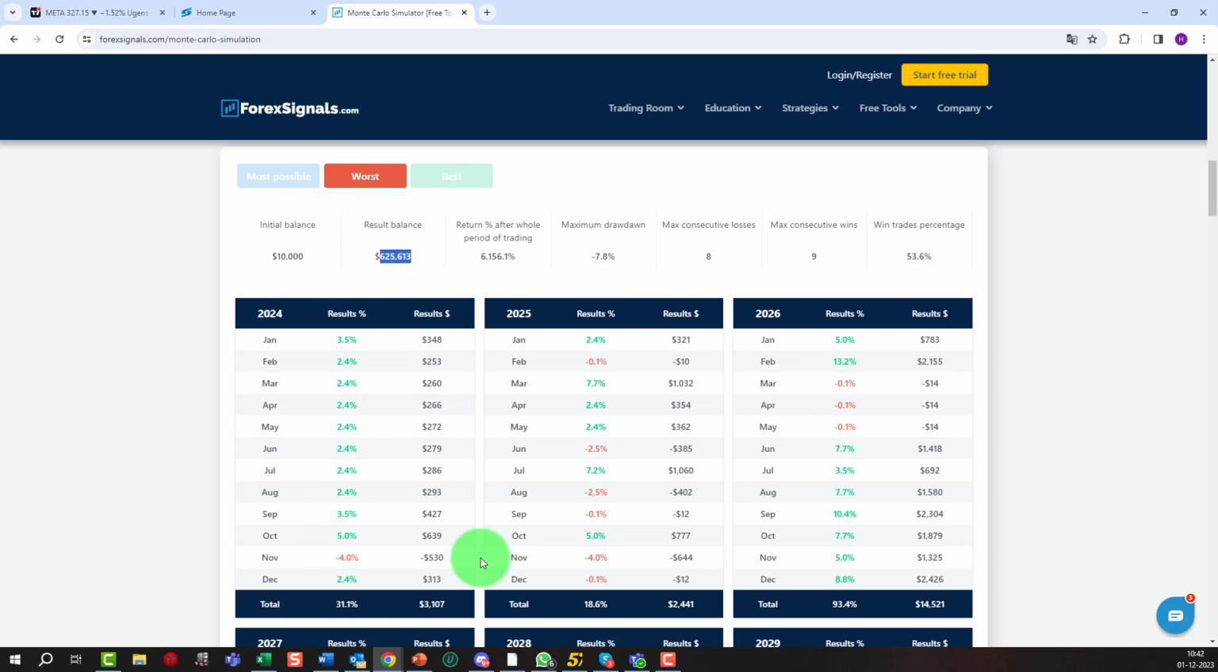We end up with $625,000, and of course this is just a simulation. Our maximum drawdown would be 7.8%. We would experience 8 losses in a row at some point over these 10 years, and we would experience a maximum of 9 winning trades in a row.